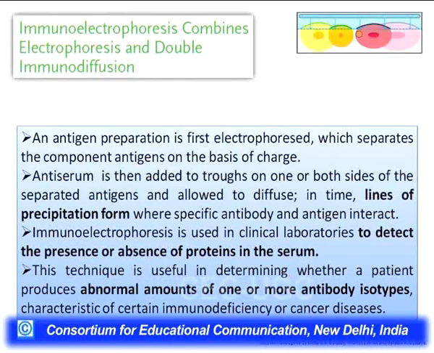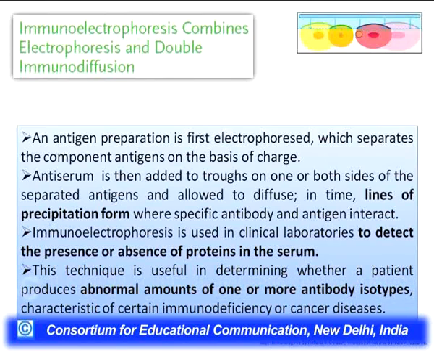The next major assay which was developed is called immunoelectrophoresis. This immunoelectrophoresis basically combined electrophoresis and the double immunodiffusion method. It used electrophoresis first, in which the antigen sample containing a number of antigens was electrophoresed depending upon their charges. The antigens, which are proteins, can be of different charges: positively charged, negatively charged, or neutral. So first these antigens are separated on the basis of their charge on a gel.